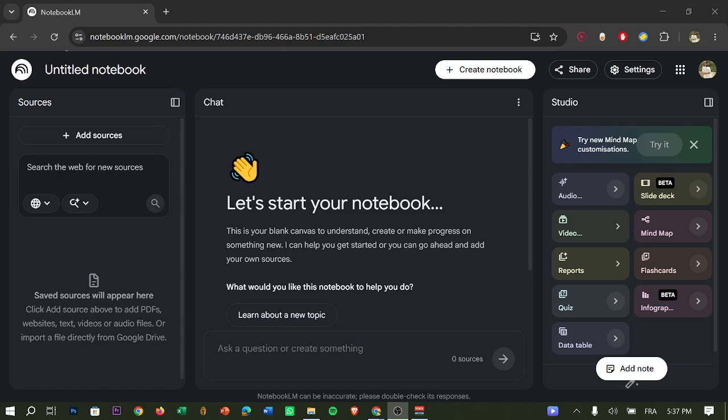Refresh NotebookLM properly. Instead of repeatedly refreshing, close the notebook, refresh the page once, reopen NotebookLM, and wait for loading to finish. Repeated refreshes can interrupt processing. One clean refresh is better than 10 rapid refreshes.